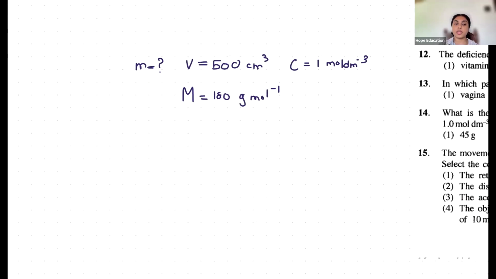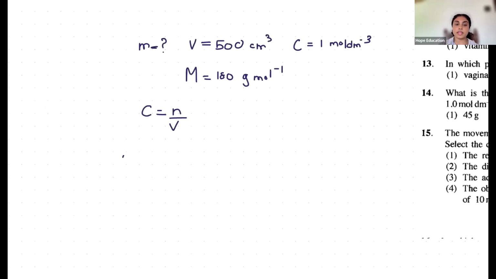First what I do is C equals N over V to get the number of moles. C is 1 mole per cubic decimeter, that is the concentration. Number of moles I don't know. Volume is 500 cubic centimeters. I have to convert it to cubic decimeters. So that would be 0.5.